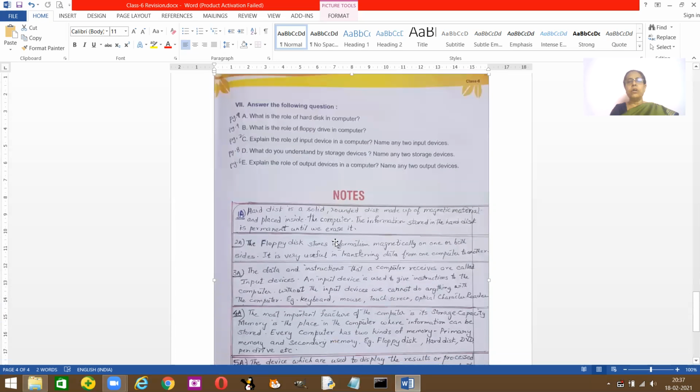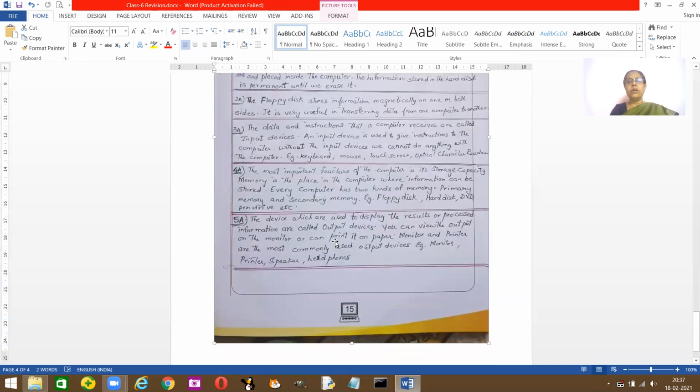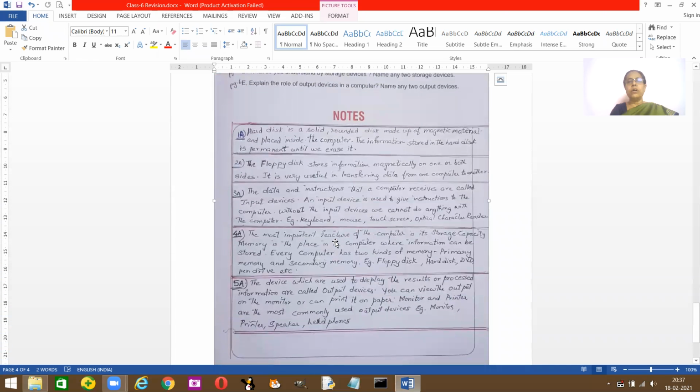And last question is explain the role of output devices. The devices which are used for displaying the results or processed information are called the output devices. You can view all the output on the monitor. And you can print also with an output device like the printer, which can print on paper. So the two best examples for an output device are the monitor and the printer, because they are most commonly used. There are also output devices like the headphones and speaker.